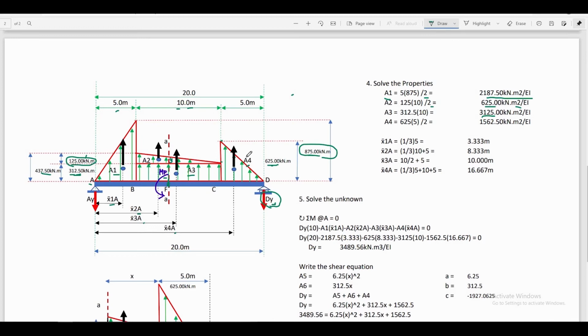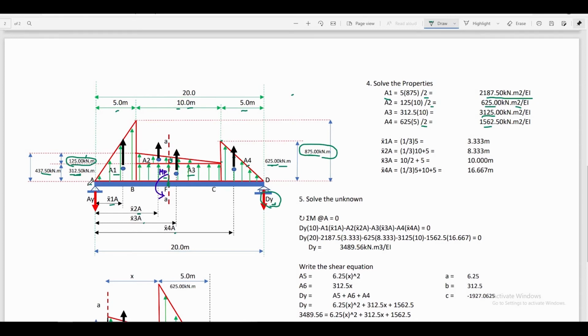For area 4, that is also a triangular area, we can solve that from the simple formula 1/2 of its base multiplied by height, wherein the height is equal to 625 kilonewton meter, base distance is equal to 5 meters, divided by 2, and that is equal to 15625 kilonewton meter square all over EI.